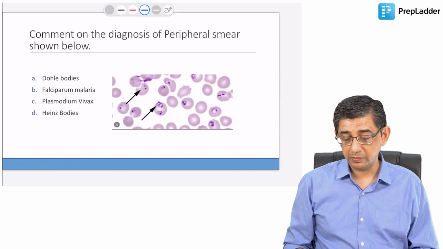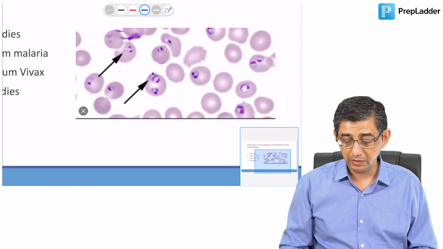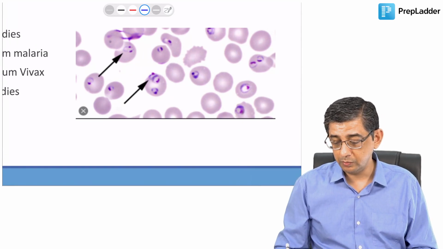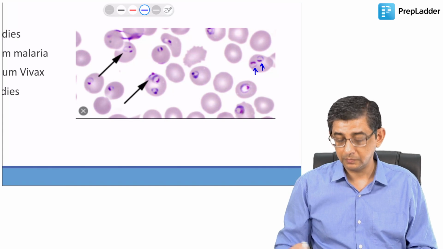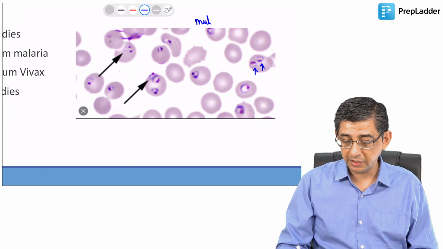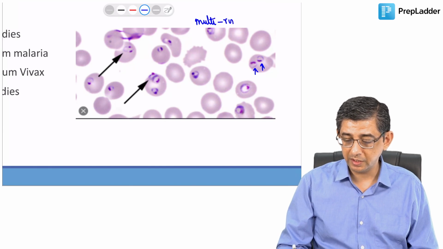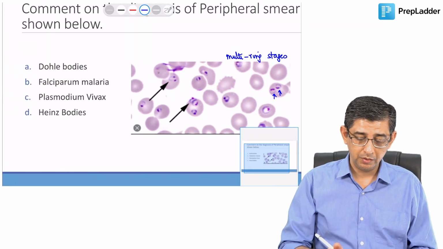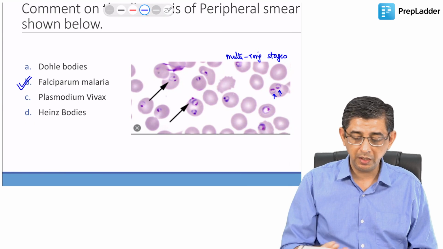He gave a peripheral smear in which you can definitely see these rings, like wedding rings, and lots of times you can see more than one also, because of the fact that there are multiple ring stages present inside a single RBC. Therefore, the diagnosis of this person should be kept in favor of falciparum malaria. This image has been asked once again in the exam.